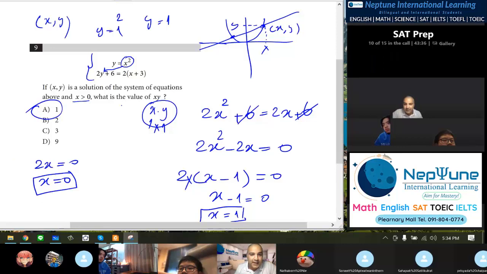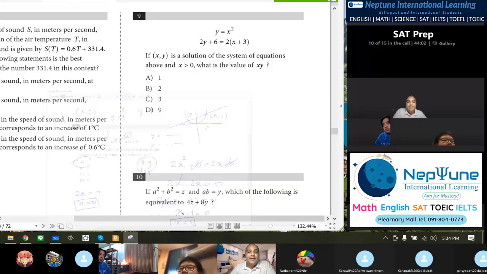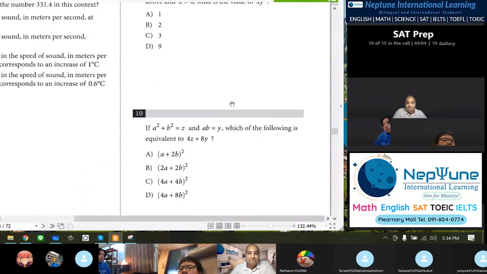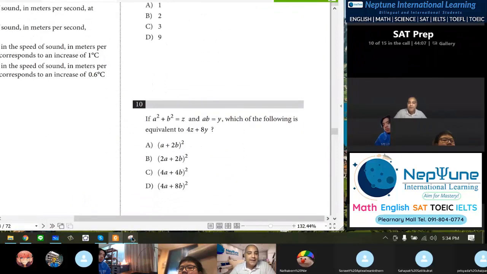To me, substitution seems like the fastest. I'm going to substitute this y with the other expression, because these two must be equal. The other way you can think about it is to rearrange everything and write y equals something and y equals something, and put them equal to each other. But whatever way is faster and more convenient to you. Okay, this is a nice question.